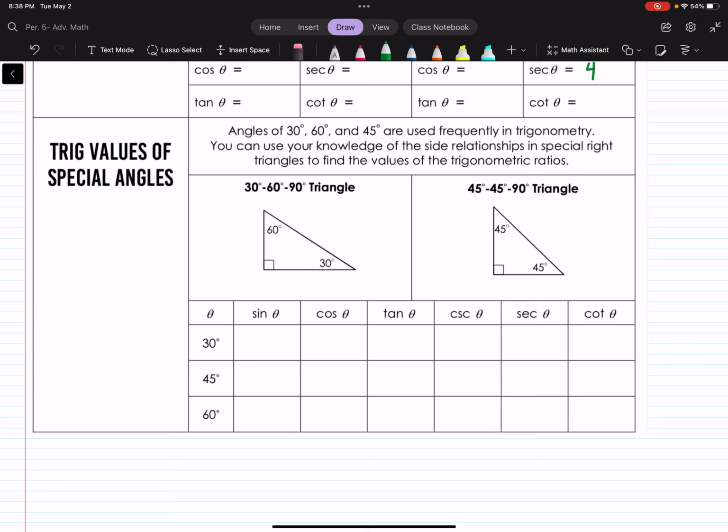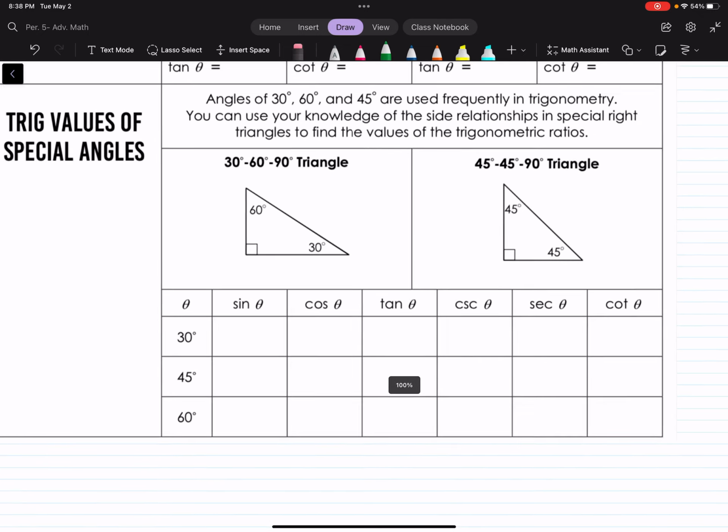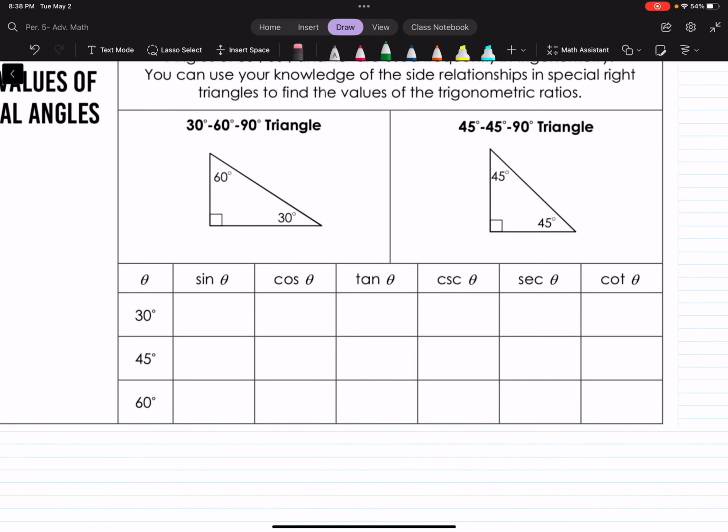There are 2 special right triangles that you should have learned in geo, the 30-60-90 triangle and the 45-45-90 triangle. Angles of 30-60-90 and 45-45-90 are frequently used in trigonometry. You can use your knowledge of these side relationships to help you find the values of trigonometric ratios. In these special right triangles, if I just give you one side, you can solve for the other sides without using the Pythagorean theorem.